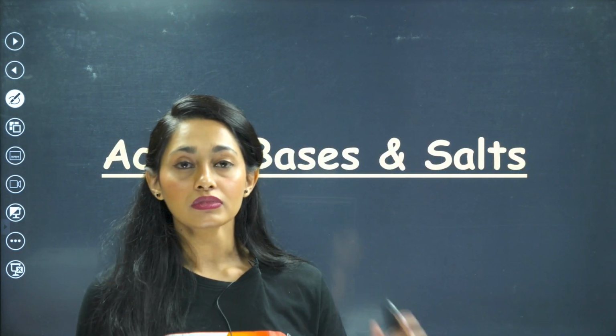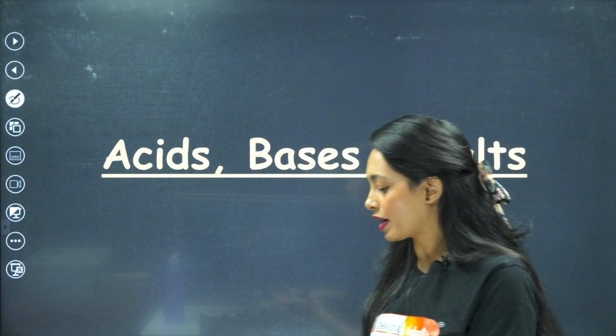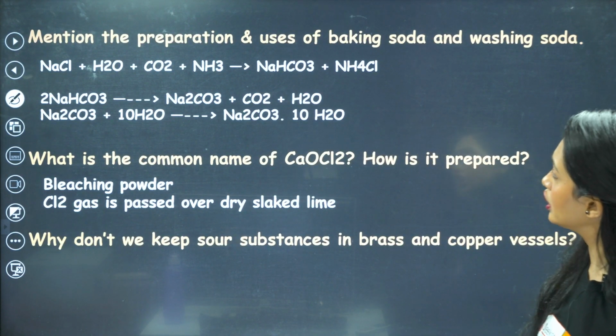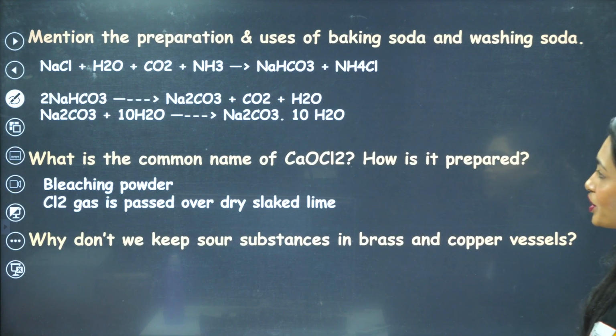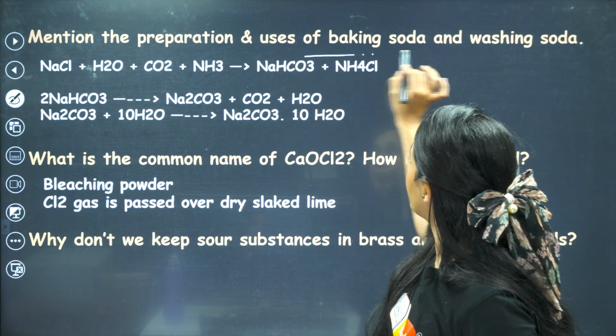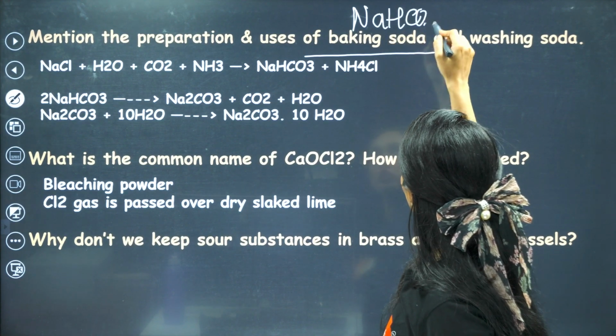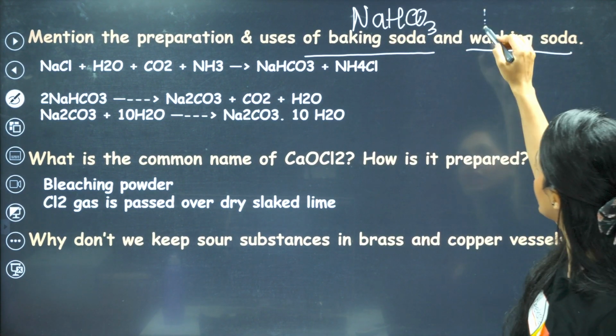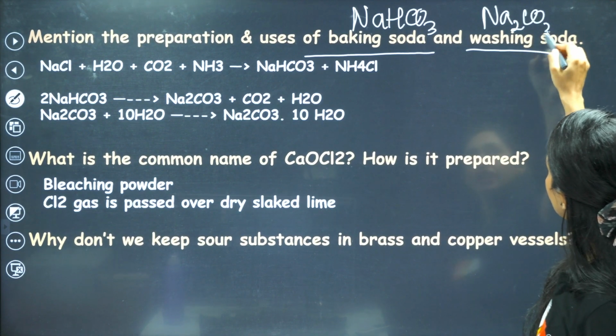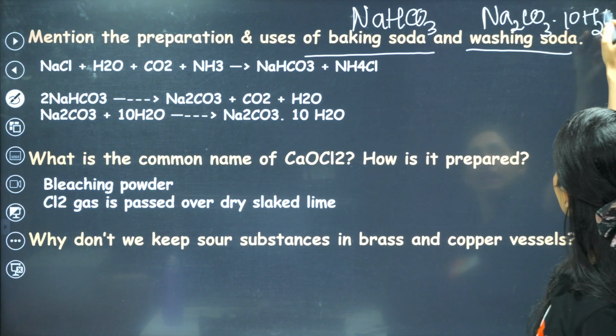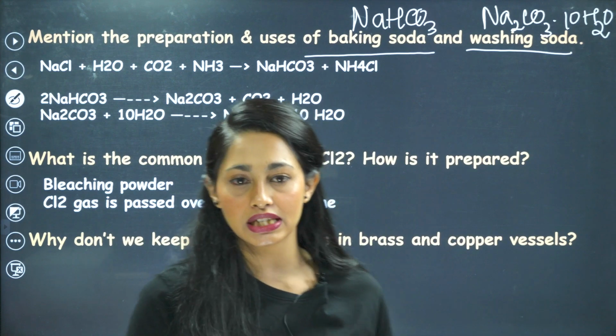Moving on, acids, bases and salts. This is the second chapter. First question, mention the preparation and uses of baking soda and washing soda. So how do we prepare baking soda? Baking soda is nothing but NaHCO3, sodium bicarbonate. Washing soda is nothing but Na2CO3·10H2O, sodium carbonate decahydrate. There are 10 molecules of water of crystallization here.